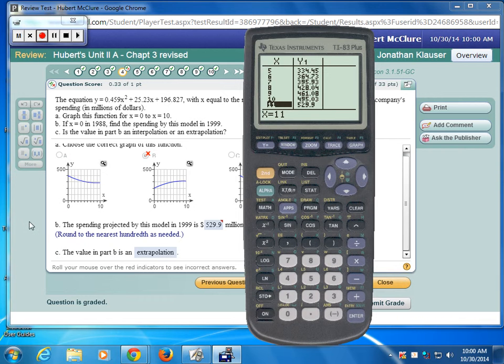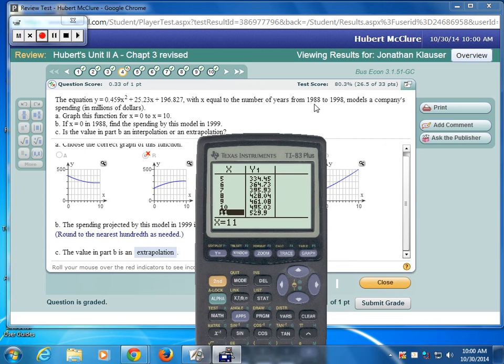Where did the 11 come from? I got confused. Well, 1998 is 0. Okay. 1998 is 10. So 1999 would be 11.